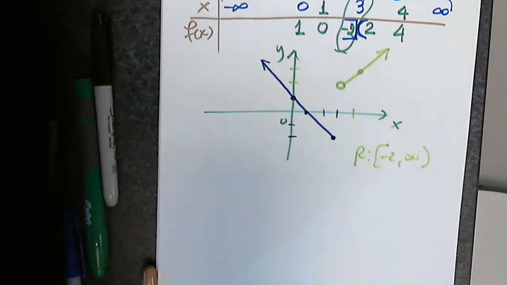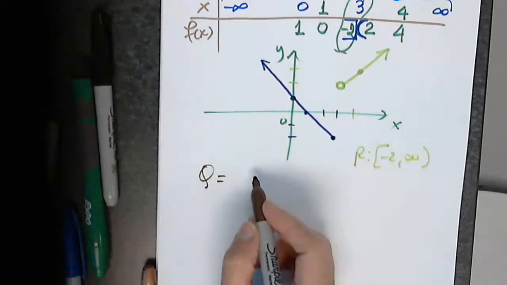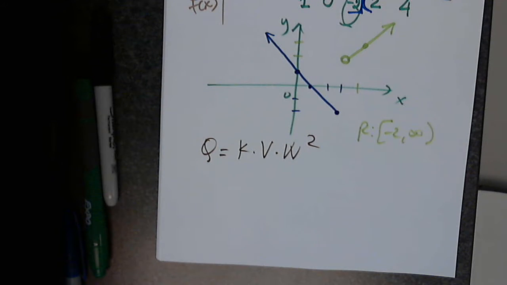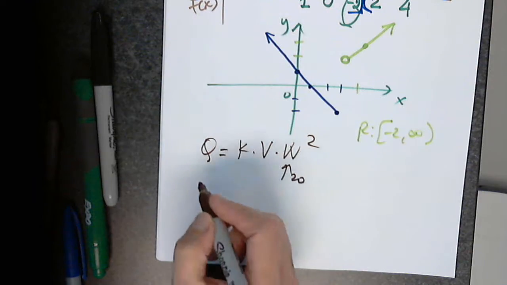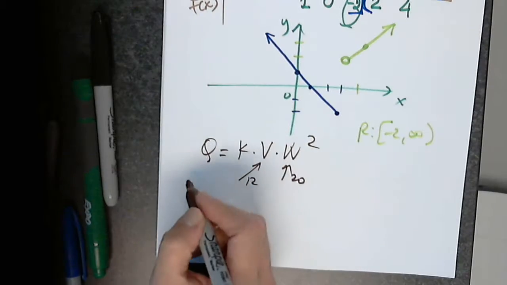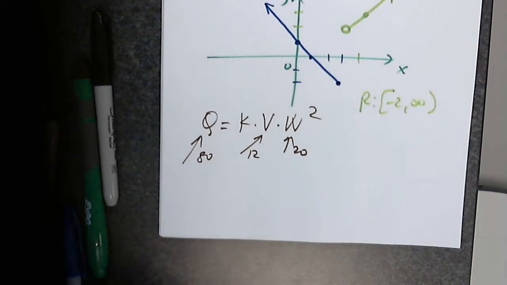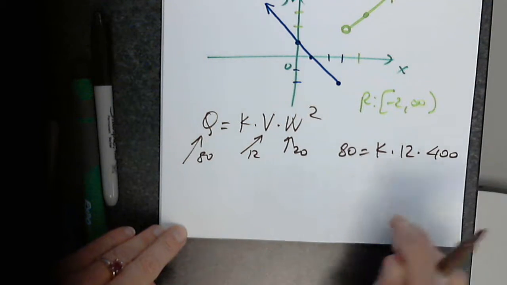Number 8. Okay, what does number 8 say? Suppose that Q varies jointly with V and the square of W. So you have to have a constant, so it has to be Q equals K times V times W squared. And then now I put in the information. It says if W is 20, and when V is 12, and Q is 80, then I will find K. So then that is 80 equals K multiplied by 12 multiplied by 400.